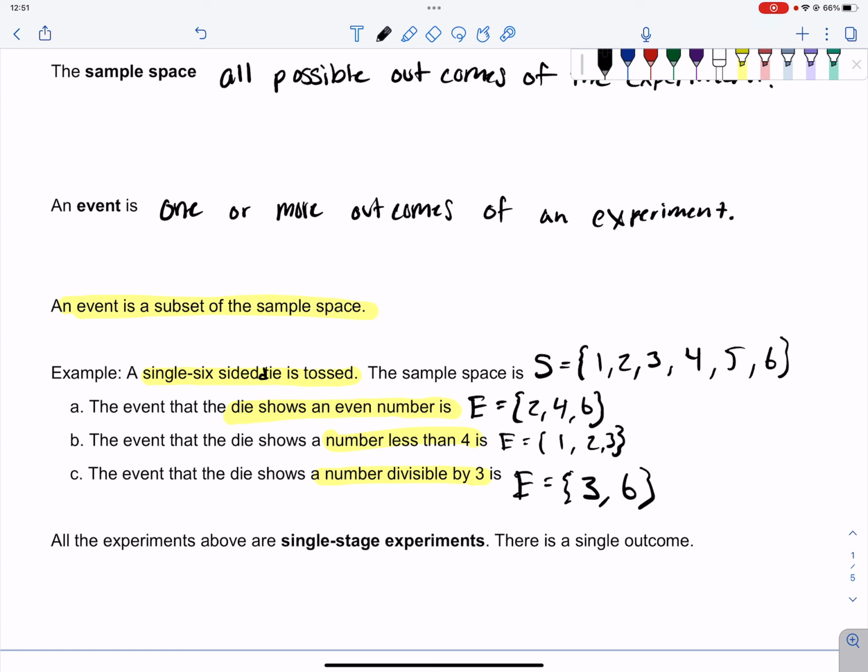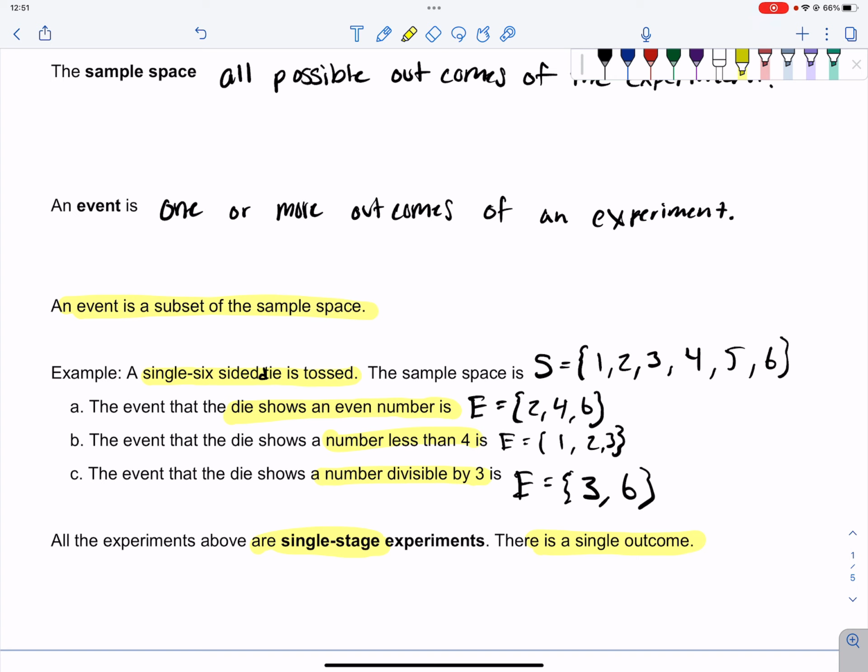All of the experiments that we did in this video, all of the examples, were what we call single stage experiments. That's because we're only doing one thing. We were only flipping the coin once when we had heads or tails at the beginning. We were only rolling the 6-sided die once. We were only selecting one letter from the word Mississippi with that. So we were only doing one thing. There is a single outcome for all of these.